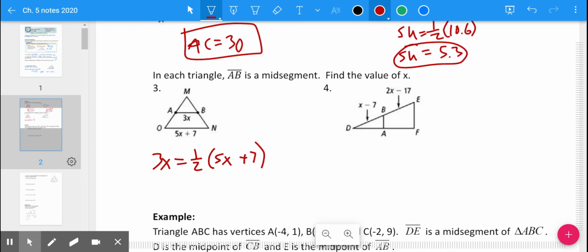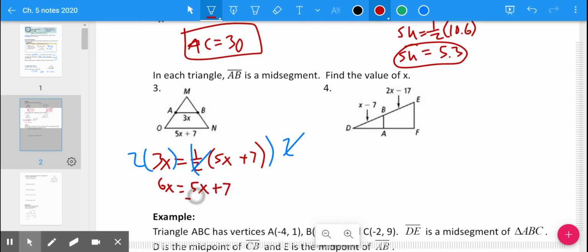You could also say that 5x plus 7 equals 2 times 3x, and that might be a little bit easier to do. But I'm going to leave it with the original, and we can go from there. Because remember, there's 2 different ways to solve this original. You could distribute the 1/2 right away, or you could multiply both sides by 2 to get rid of that 1/2. I'm going to do that because that gets rid of the 1/2. And then we're left with 6x equals 5x plus 7.